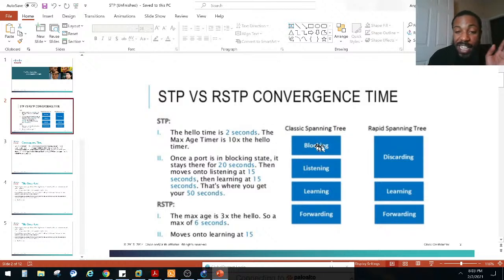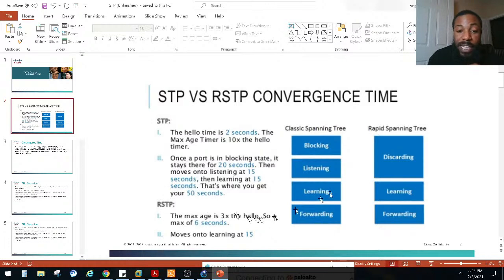First, he's blocking everything out, like a bad kid. Then once the child whisperer comes in, he starts listening. Then he starts learning from this child whisperer. And then he starts forwarding, or regurgitating, the information that he learned, right? So that's where you get 50 seconds before it starts forwarding for classic spanning tree.